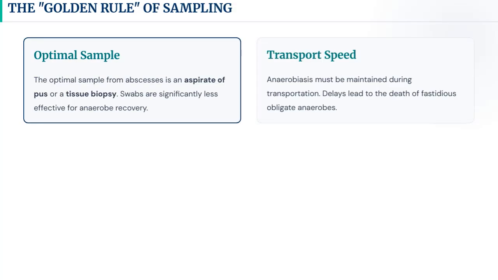Now, let's talk about the golden rule of sampling when it comes to anaerobes. These bacteria can't survive exposure to oxygen, so keeping samples anaerobic during transport is absolutely crucial. Any delays or exposure can kill the fastidious obligate anaerobes we're trying to study. The best samples come from an aspirate of pus or a tissue biopsy taken directly from the abscess. Swabs just don't cut it. They're much less effective at recovering these sensitive organisms. Speed and sample type really make all the difference here.